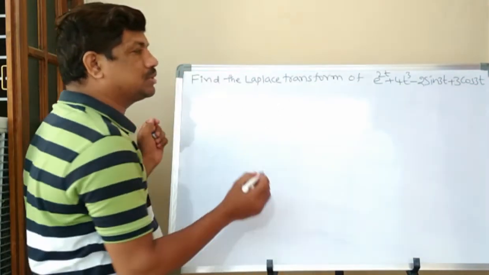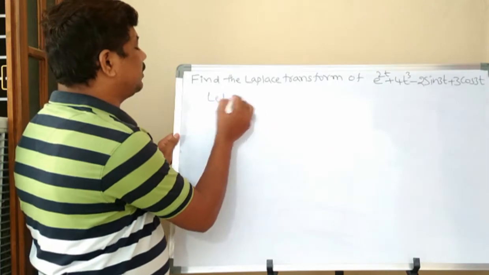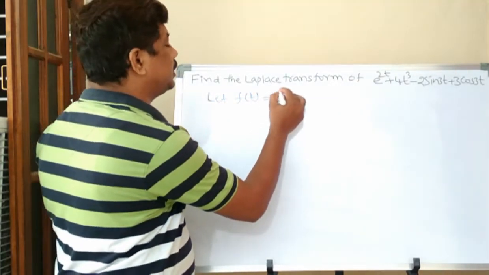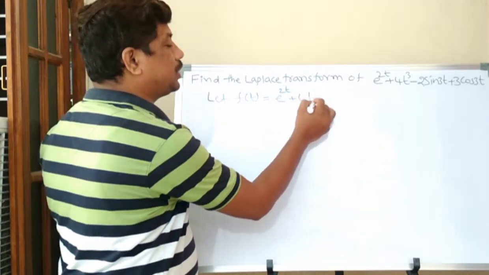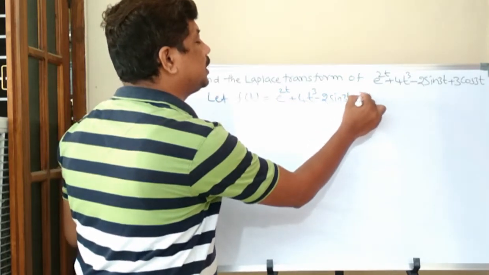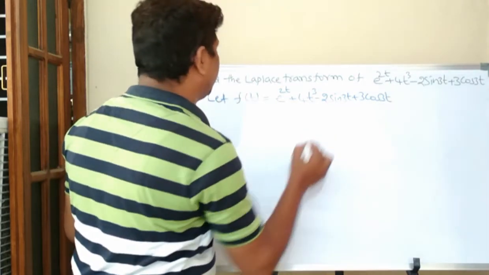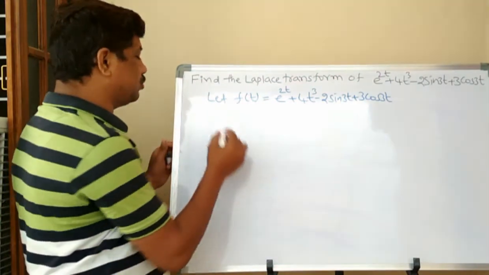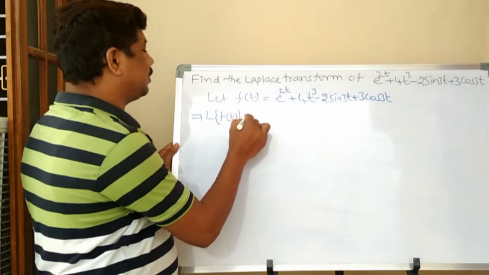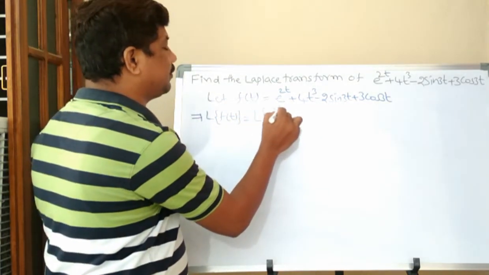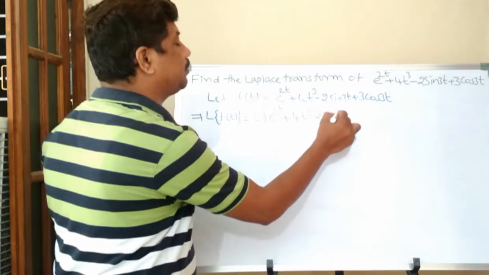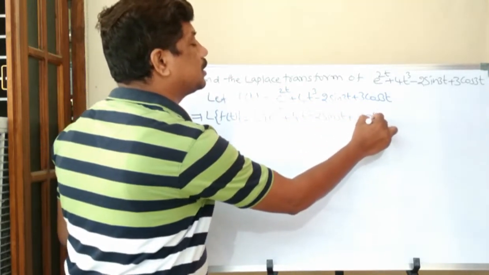Now how I am doing this problem: whatever function is given, I take it as f of t, that is f of t equals e power 2t plus 4t cube minus 2 sin 3t plus 3 cos 3t. Now I want to apply the Laplace transform on both sides. So Laplace of f of t is equal to Laplace of e power 2t plus 4t cube minus 2 sin 3t plus 3 cos 3t.